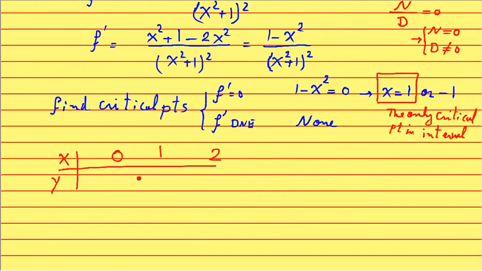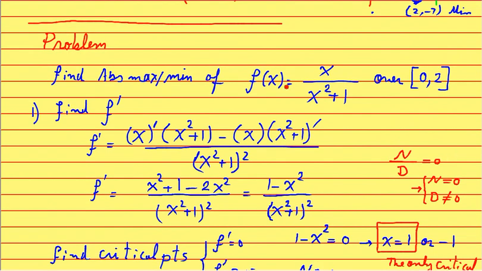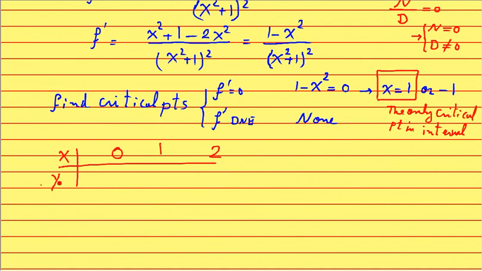Well, what's the y value? Who was the y? Y is the function to begin with. That is our function f of x equal to x over x squared plus 1. This is the y. Let's write it down here. Y is equal to x over 1 plus x squared.